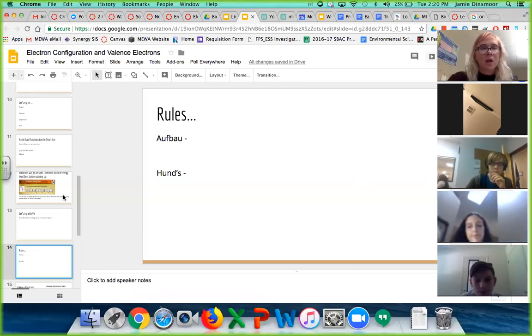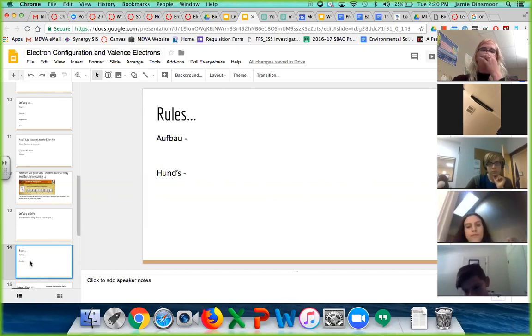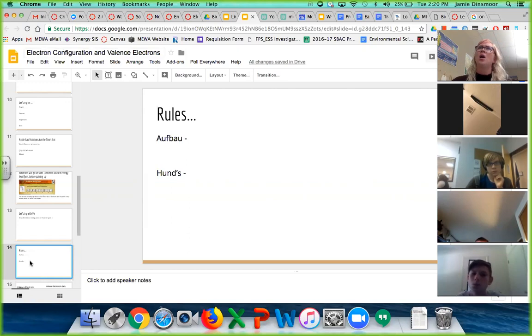How were the layers named? That's a good question, Logan. I actually don't know. I think they're called S, P, D, and F because the name of the shape that they make, like S for sphere, P for something.